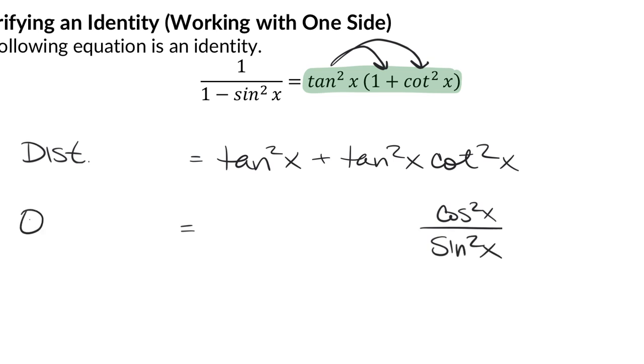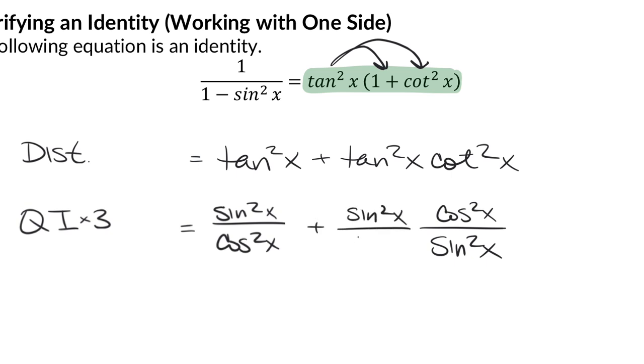You could do the tangent. Yeah, tangent has a quotient identity, right? So we're actually doing the quotient identity 3 times. Tangent of theta is sine squared of x over cosine squared of x, which means I'm going to have that in both places for tangent. That is the quotient identity 3 times.